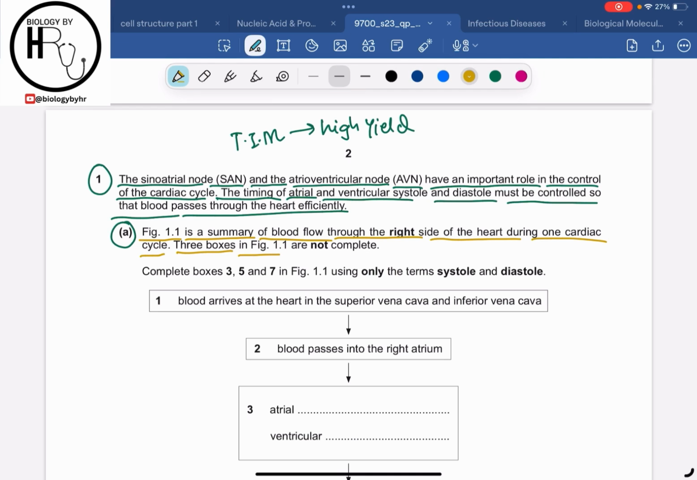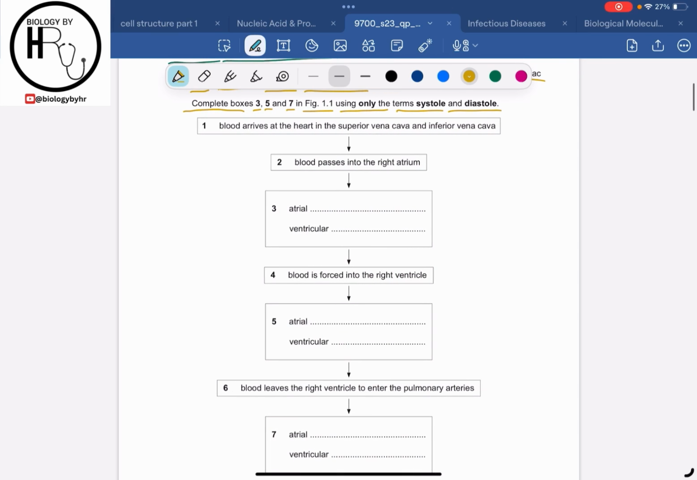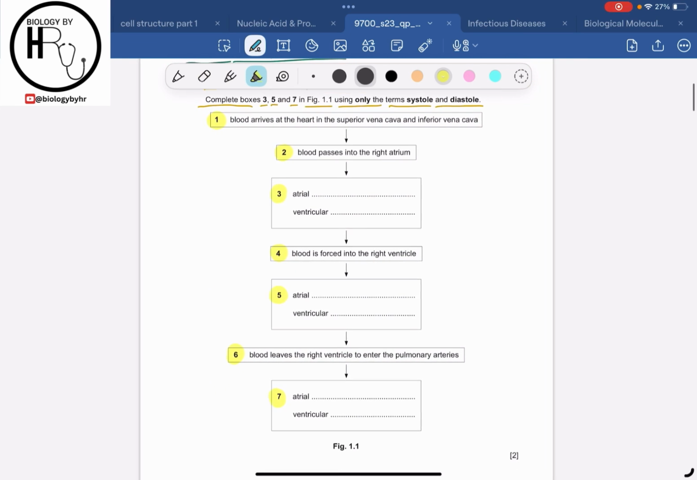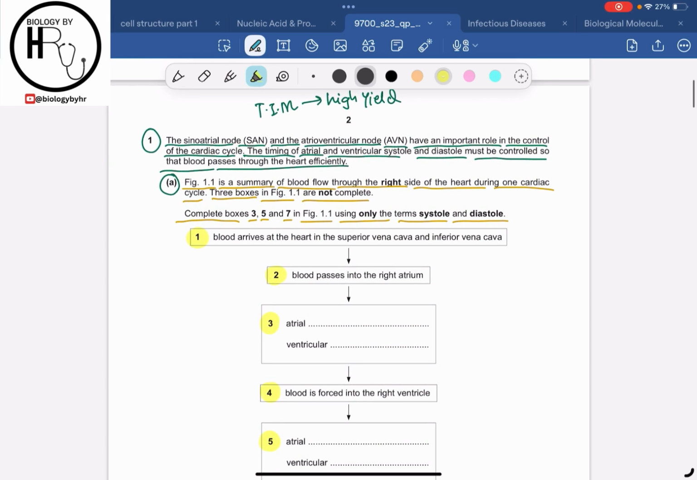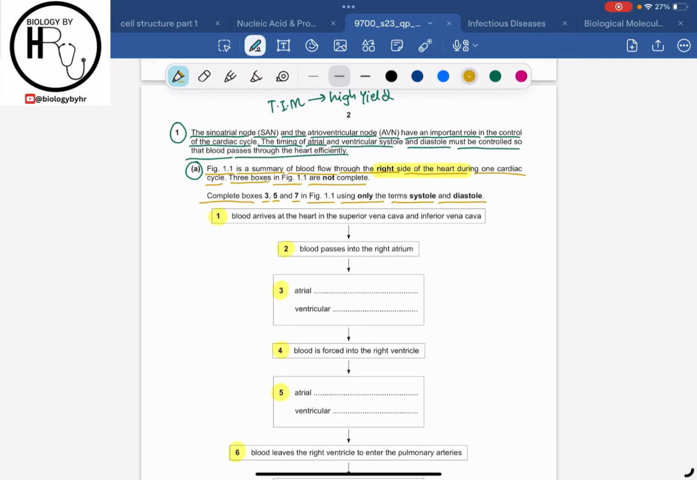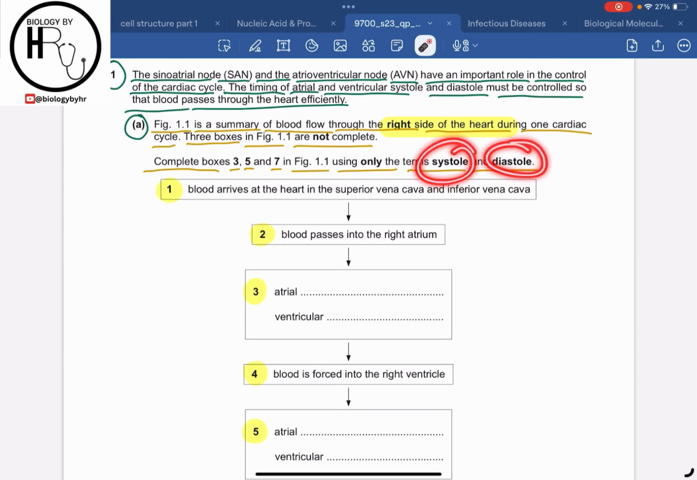3 boxes in figure 1.1 are not completed. Complete the boxes 3, 5 and 7 in figure 1.1 using only the terms systole and diastole. So basically they have given us the 7 stages of the cardiac cycle, and they have specifically talked about the right side of the heart in these 7 stages, and we just have to fill these blanks by writing systole or diastole.